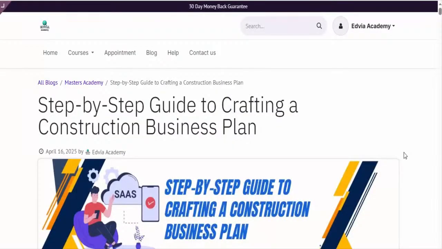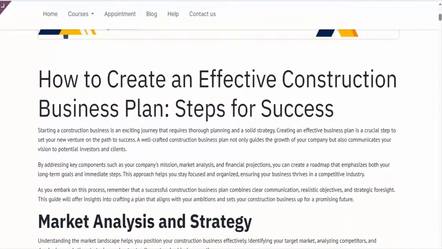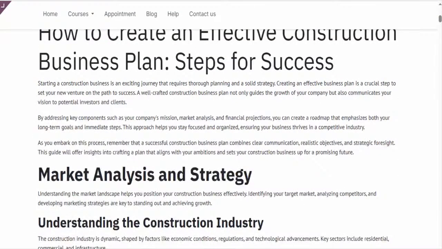Step-by-step guide to crafting a construction business plan. How to create an effective construction business plan. Steps for success. Starting a construction business is an exciting journey that requires thorough planning and a solid strategy. Creating an effective business plan is a crucial step to set your new venture on the path to success.